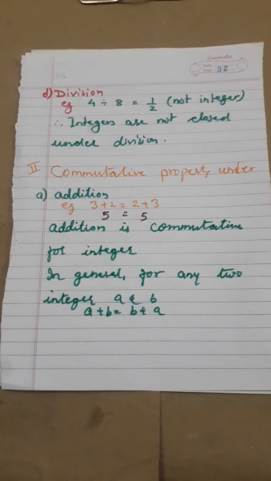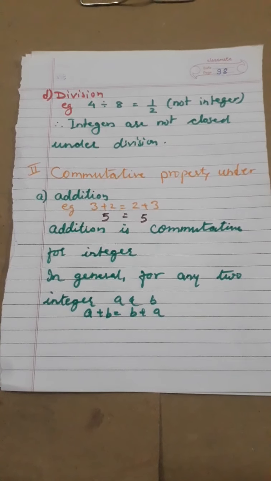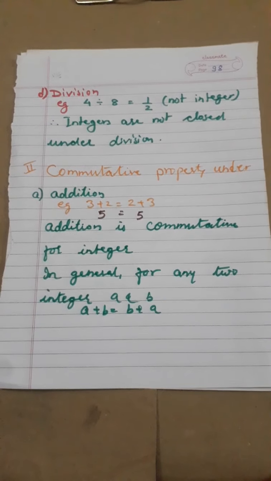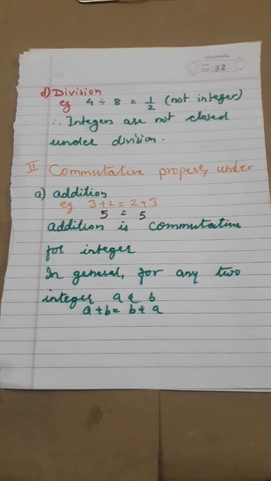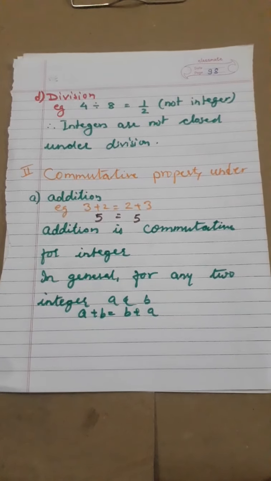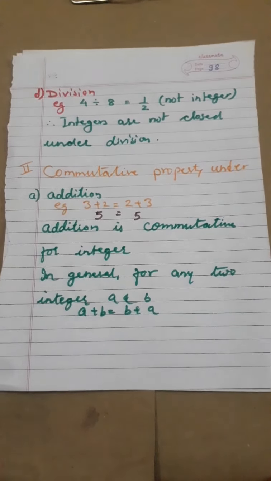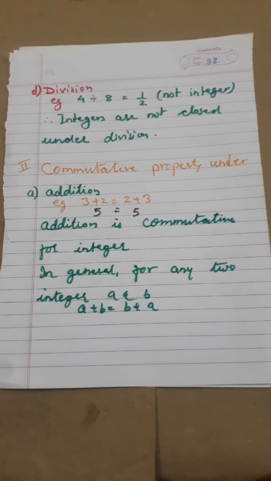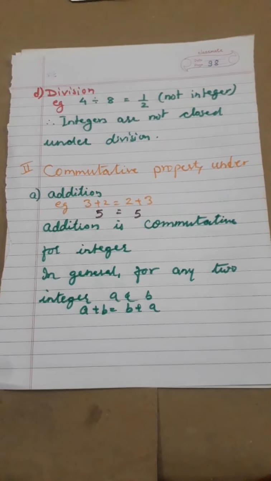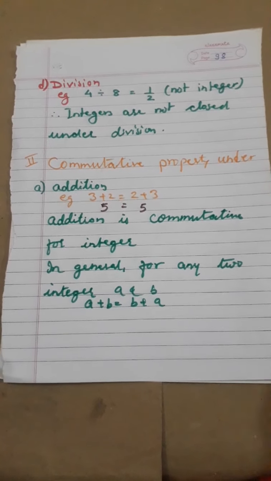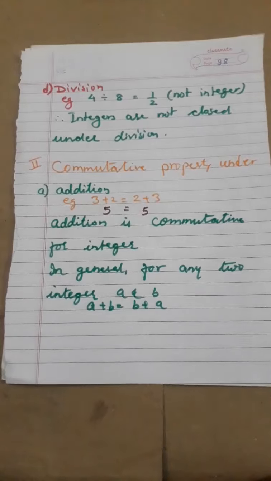Commutative property under addition. Here also we will go with the same basic signs. So first is addition. What we had taken, 3 plus 2 equals 2 plus 3. So both the answers are the same, 5. So we can say that addition is commutative for integers. In general, for any two integers a and b, a plus b equals b plus a.